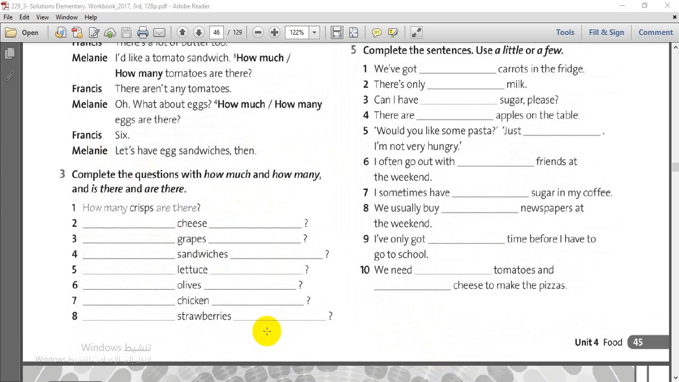Let me answer number 2. Here we have cheese, so we have to put how much or how many. Cheese is uncountable, so we use how much cheese is there. How much cheese is there.